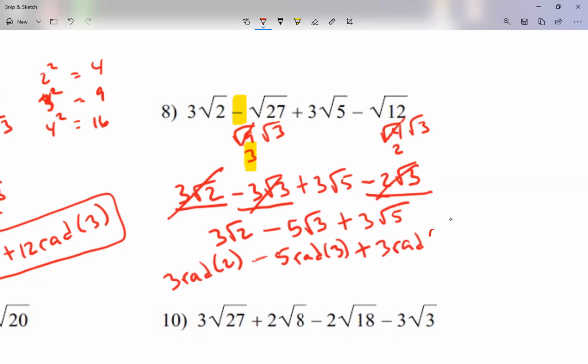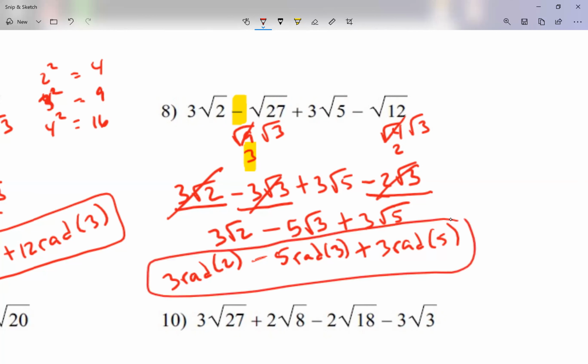Now, to be honest, the order you write these terms, right? There's 3 terms that I wrote at the end. The order, mathematically speaking, it doesn't matter, right? There's 3 terms. Write them in any order you want. 3 radical 2 minus 5 radical 3 plus 3 radical 5. The order you write those terms does not make a difference.